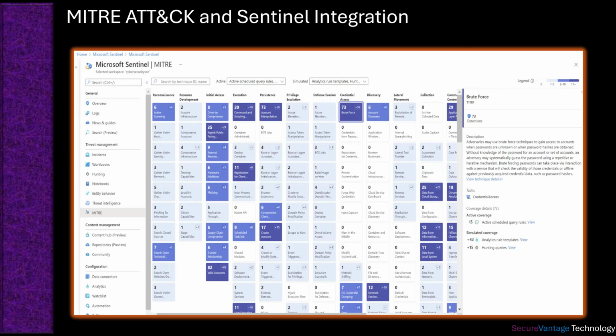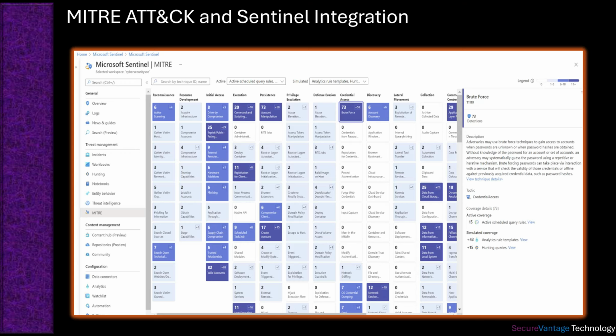Microsoft Sentinel integrates with the MITRE ATT&CK framework to enhance its threat detection, investigation, and response capabilities. Alerts and incidents in Sentinel are mapped to specific ATT&CK tactics and techniques and provide context about what stage of an attack the alert is in.